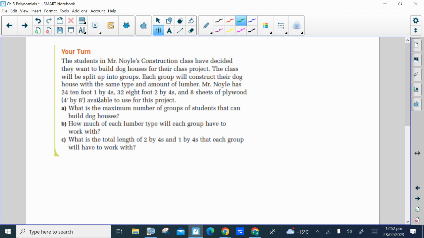1x4. So what that means is they are pieces of lumber that are 10 feet long, and 1x4 means they're 1 inch by 4 inches. That's what that means. 1 inch high, 4 inches wide, and they are 10 feet long. And he has 24 of those. He has 32 8-foot long 2x4s, which are 2 inches by 4 inches approximately. They're 8 feet long, and he has 32 of them. And he has 8 sheets of plywood that are 4 feet by 8 feet.